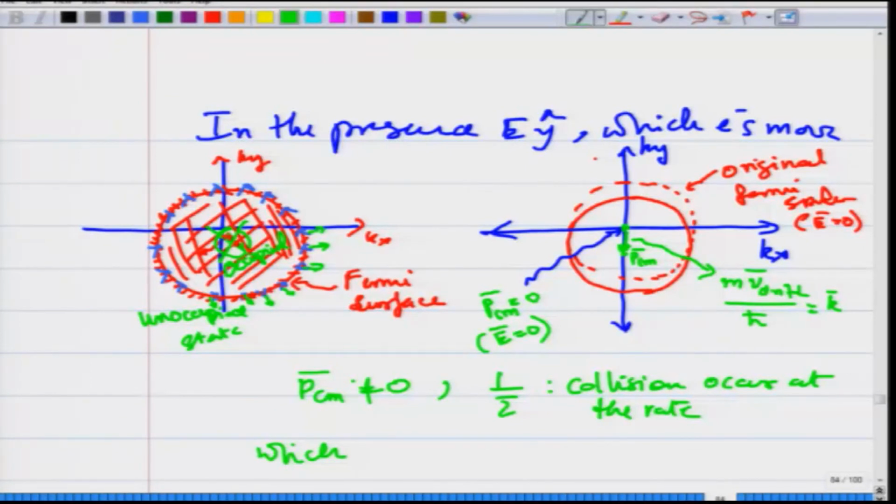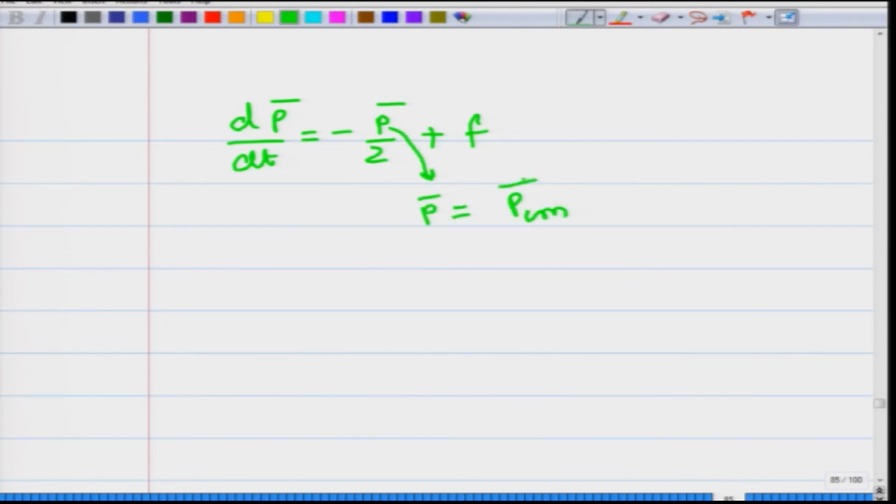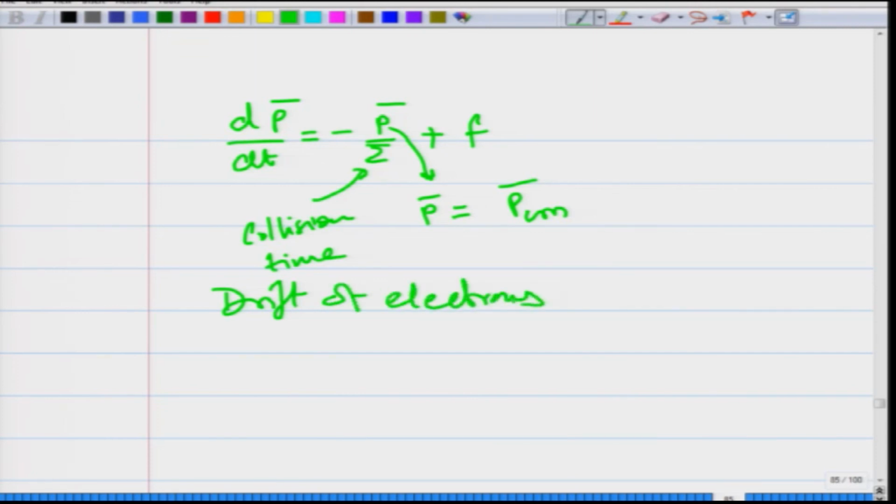So, when the center of mass momentum is no longer 0 because of an applied force, the collisions start happening, which tries to restore the electrons back to PCM equal to 0, and this is described by dP by dt is equal to minus P by tau plus the force, where this P is the center of mass momentum. So, tau is still the collision time scale, the time between two successive collisions, but now instead of describing the motion and scattering of one single electron, we are talking of a drift of electrons, which are the electrons which are near the Fermi surface.